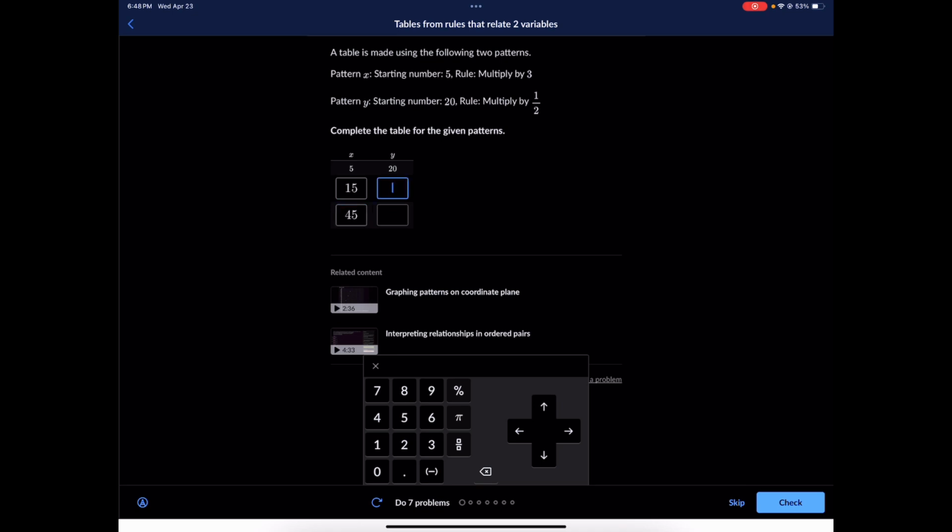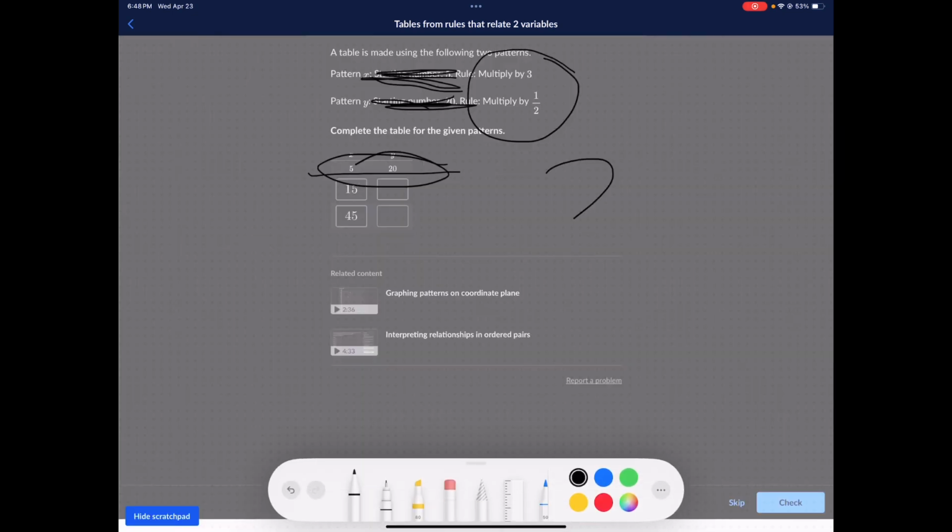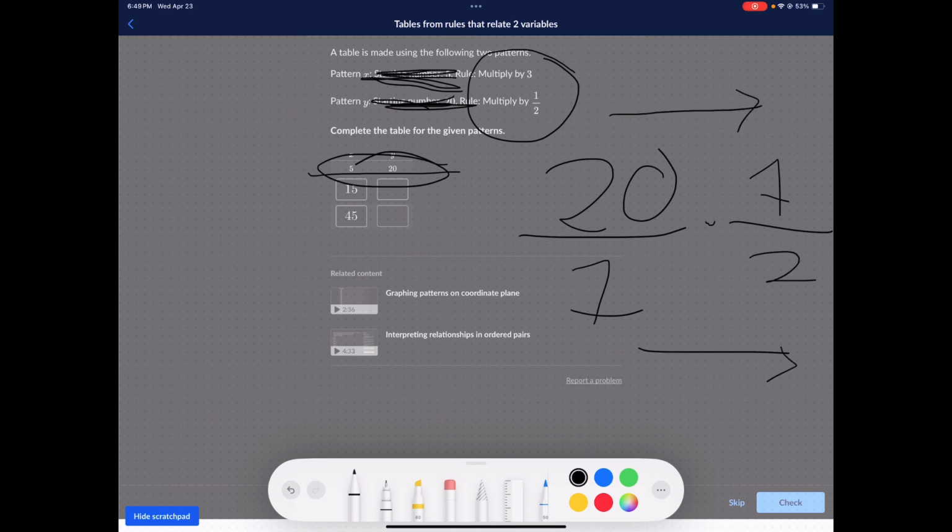Now we have to multiply by a fraction. Now, when we're multiplying by fractions, how will this work? If we multiply a fraction, we multiply the numerators and the denominators straight. So 20 times 1 is 20, and then 1 times 2 is 2. And 20 divided by 2 is 10.